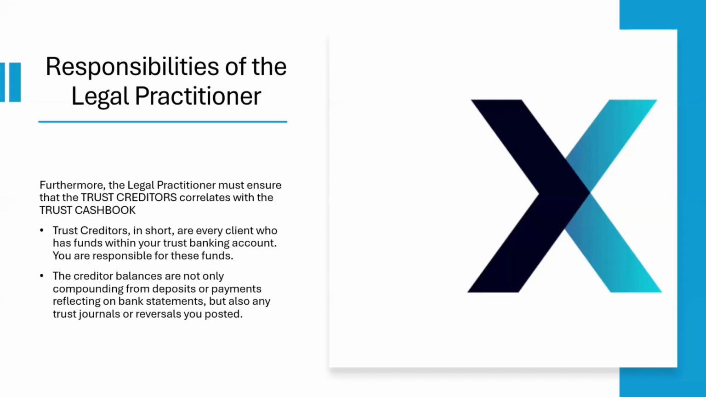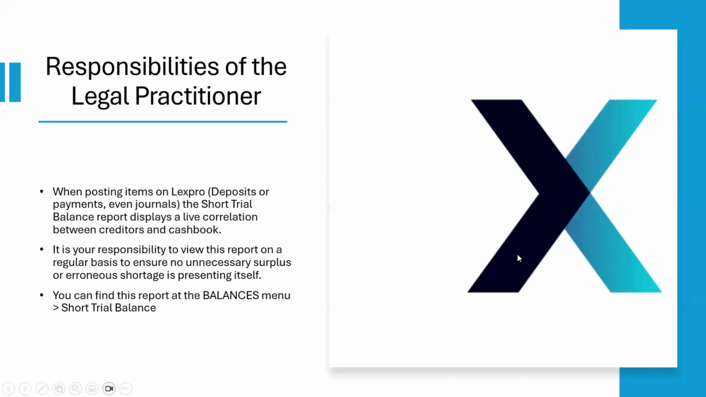So forget about the bank statement now. Let's look at the creditors versus the cash book. So I know my cash book value is correct because I've got a reconciliation that's correct. So the creditors and the cash book are confirmed and correlate. And the system does that for you automatically. So you don't have to do that manually. It's an automatic reflection of what's going on. And that report is the short trial balance. I'm pretty sure all of you have met the short trial balance.